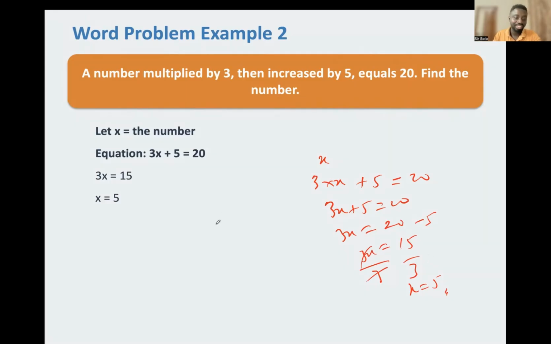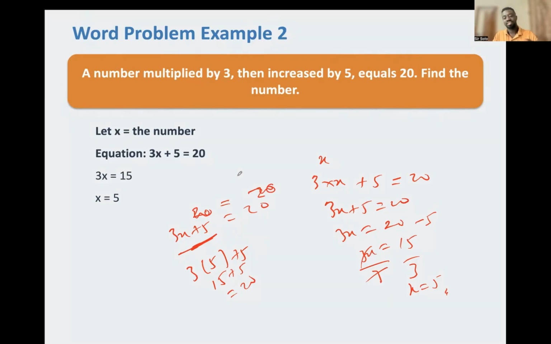To check, 3x plus 5 should give us 20. We substitute the value of x. We have 3 times (5) plus 5. 3 times 5 is 15, plus 5 is 20. So 20 is equal to 20. The left side is equal to the right side when you substitute the value of x. Good.